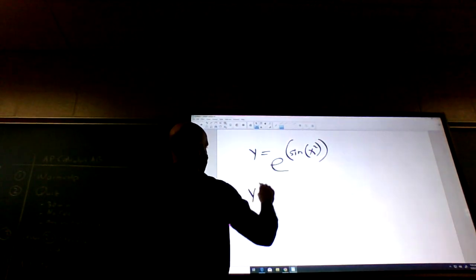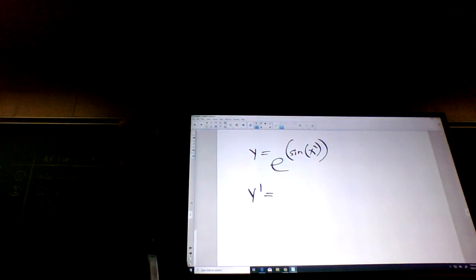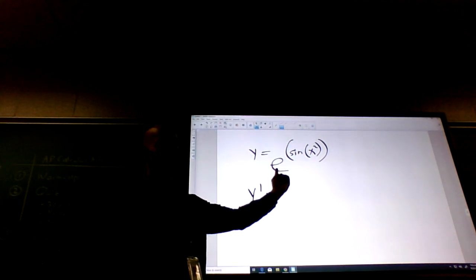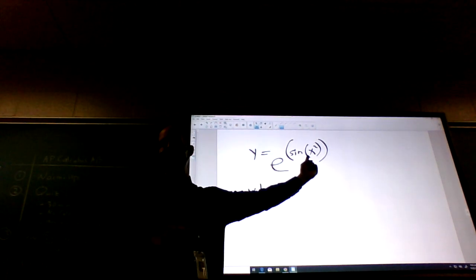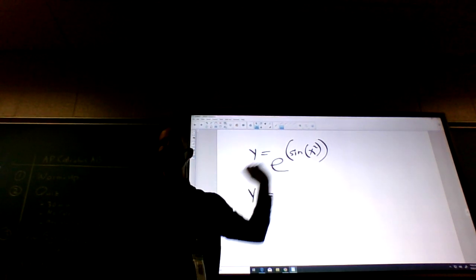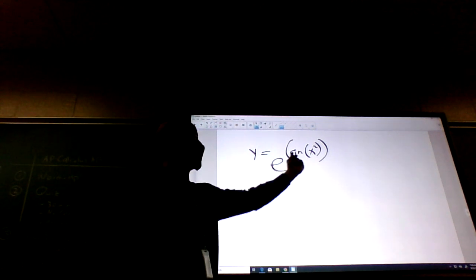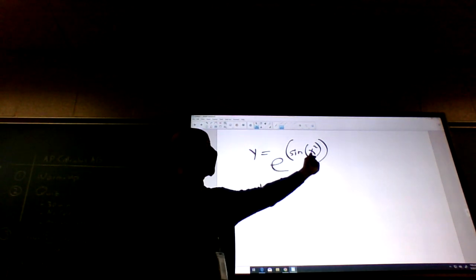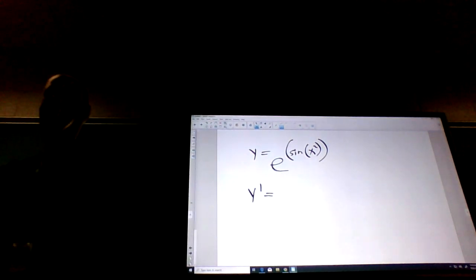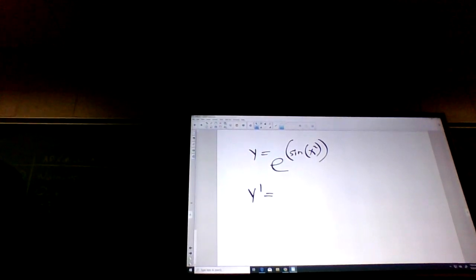So y prime, what's the outer function? The outermost function is this, in fact, before I do the derivative, it's this e thing. It's e to whatever the exponent is, which is some crazy function, right? What's the middle function? Sine of some other function. And then what's the last thing? X squared. You with me? So there's 3 compositions there, if you will, however you want to say that.